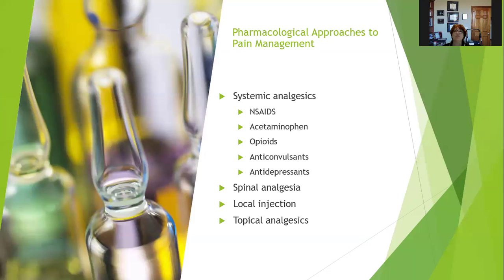So pharmacological approaches to pain management: systemic analgesics like non-steroidal anti-inflammatory drugs, acetaminophen, Tylenol, opioids, anticonvulsants, and antidepressants, spinal analgesia. So a lot of times when people are on a muscle relaxer, they're usually either anticonvulsants or sedatives. Spinal analgesia is used for intractable pain, local injections or topical analgesics.